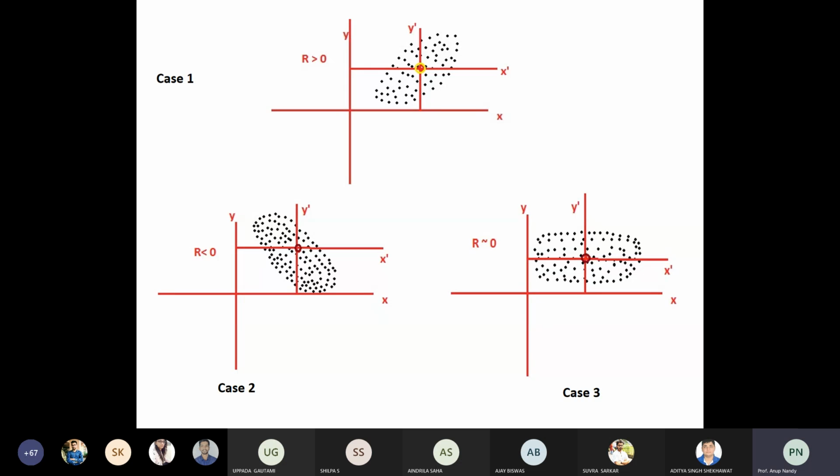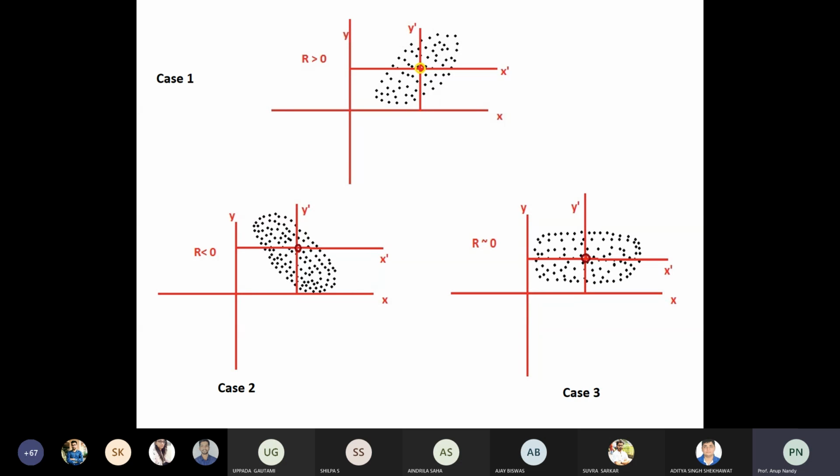In case number one, if you forget about x dash and y dash for now, I'll come to them later. You first see that you have some data points in the xy plane. If you look at the plot, when x is increasing, y is also increasing. It means there is a relationship between x and y, and this relationship is a positive relationship, because when x is increasing, y is also increasing, as you can check, more or less.